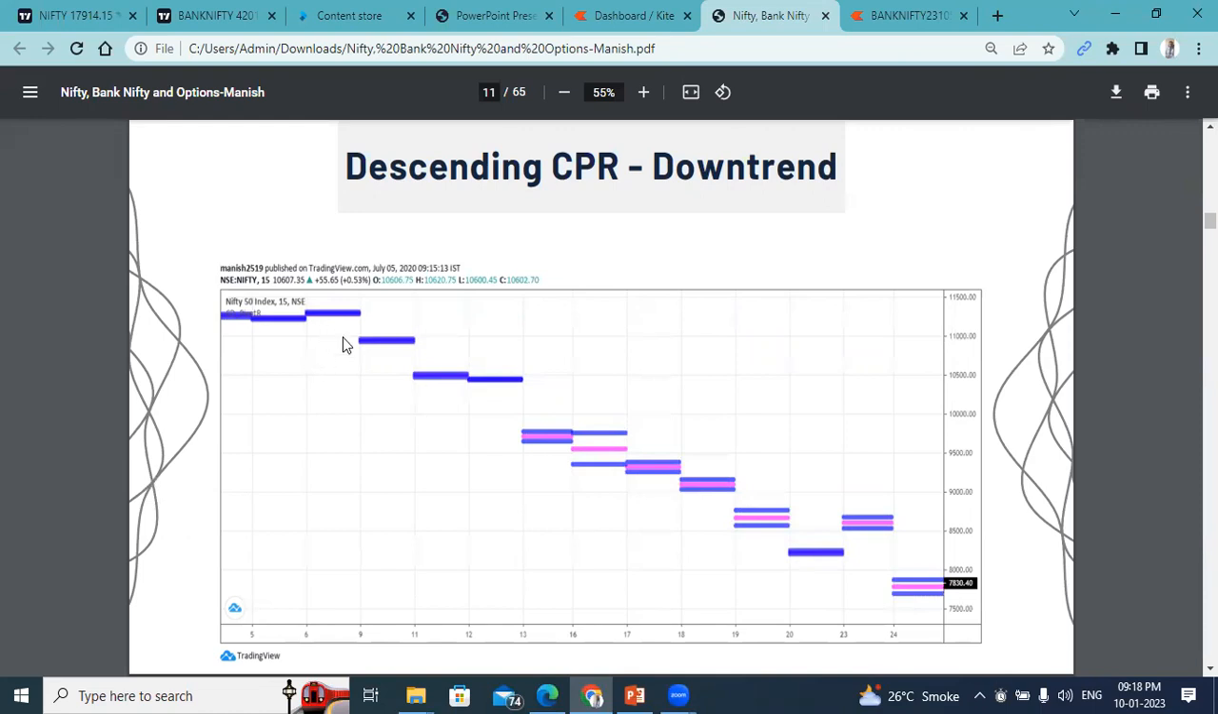So back to back, when you see descending CPR, this means downtrend. Price is moving in a downtrend. There is a bearish bias. And in intraday, price can take resistance near CPR. This CPR can work like resistance in intraday.